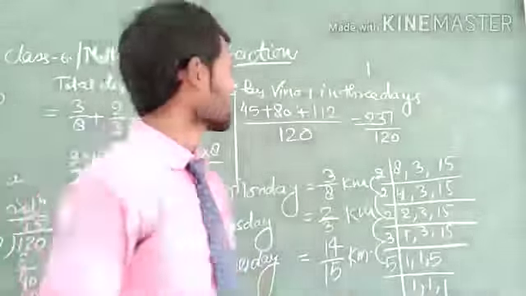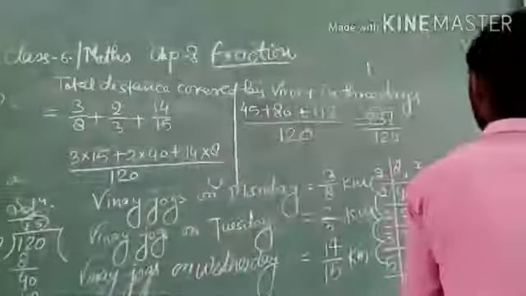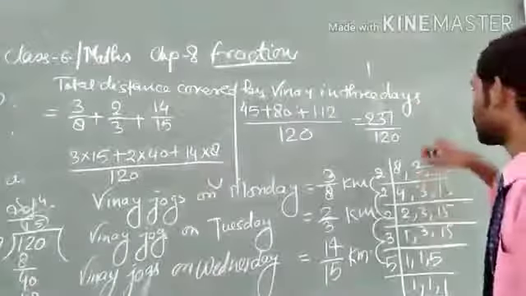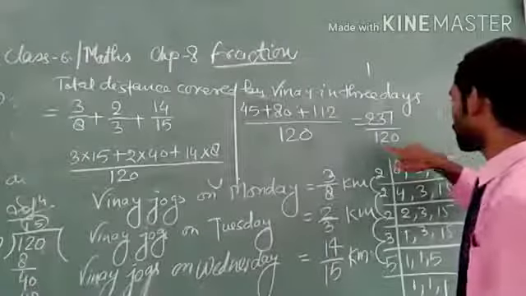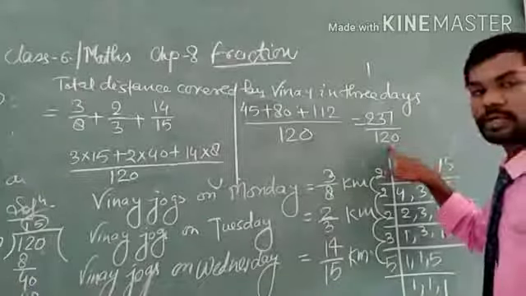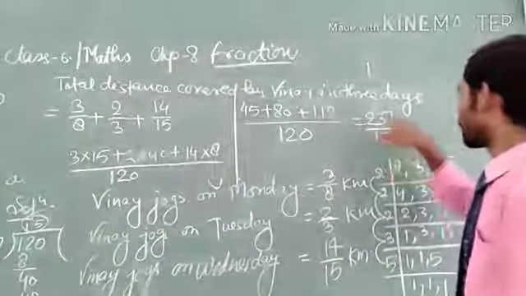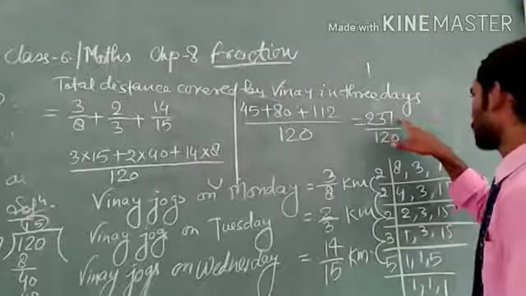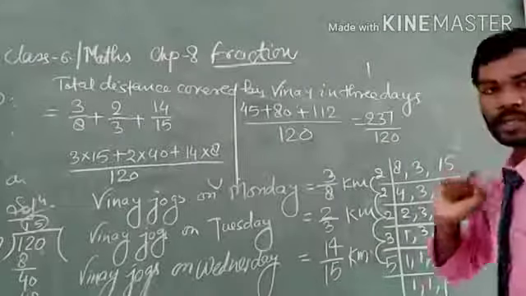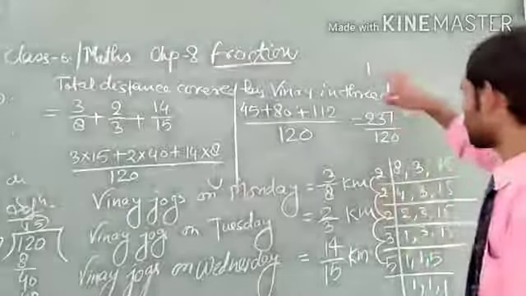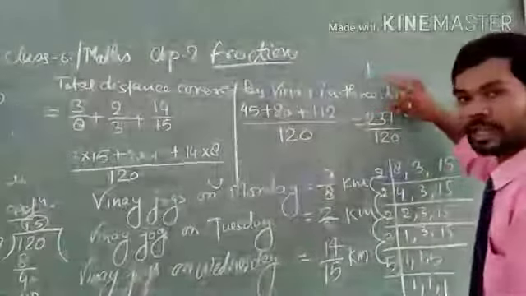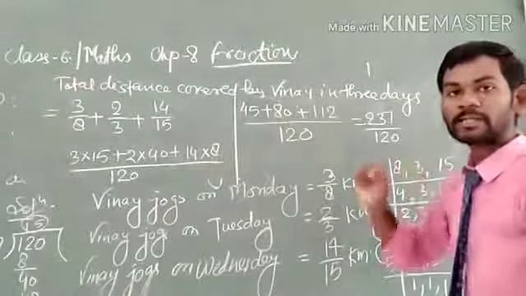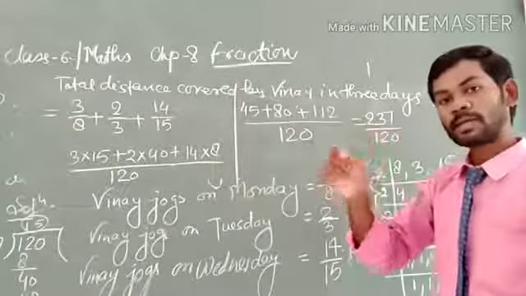Okay, now let us see whether the given fraction can be expressed in lowest form or not. If we divide 120 by 3, then it becomes divisible, but here we are not sure about 237. So let's see: 2 plus 3, 5; 5 plus 7, 12. So the sum of the digits of 237 is divisible by 3. That means this fraction has a common factor 3.